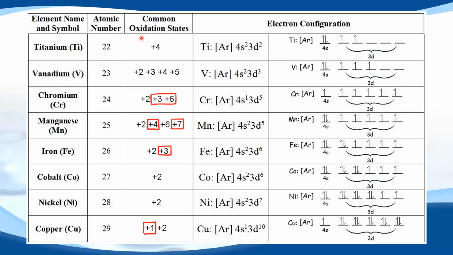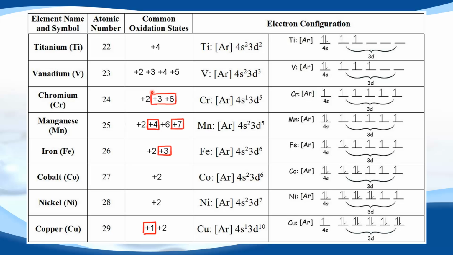In this table, you can see the common oxidation states of the transition metals. So the common oxidation state for titanium is +4, for vanadium it's +2, +3, +4 and +5, chromium +2, +3, +6, manganese +2, +4, +6, +7, iron +2 and +3, cobalt +2, nickel +2, and copper +1 and +2.